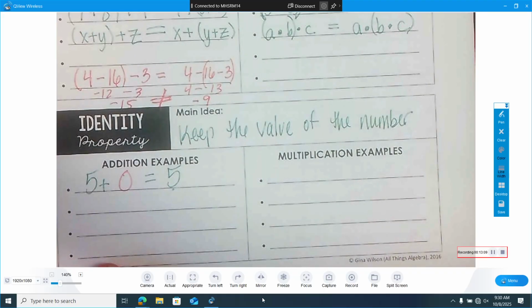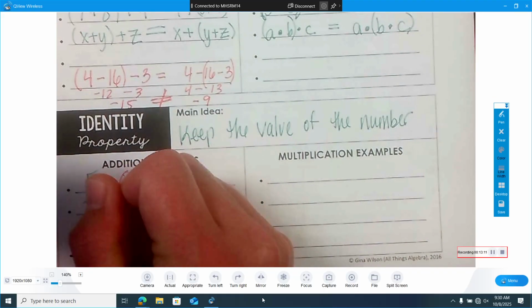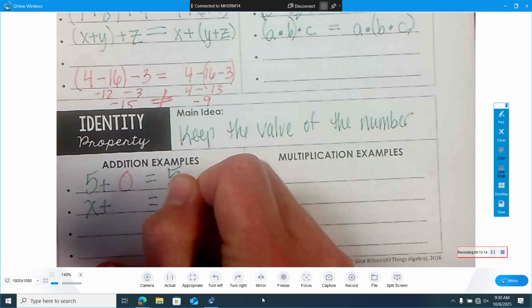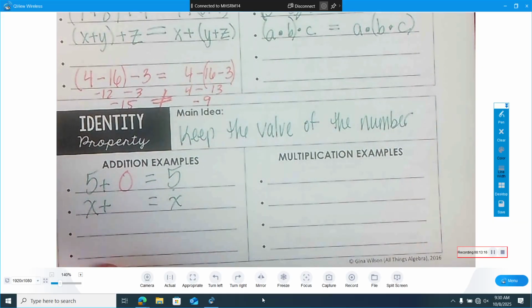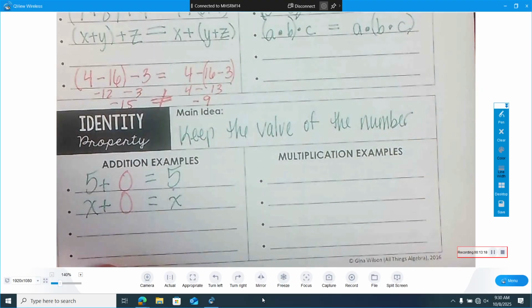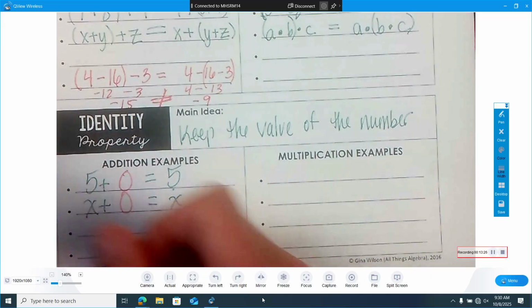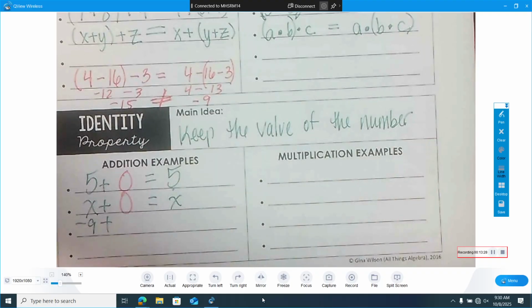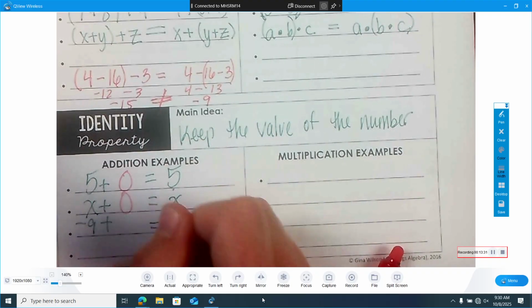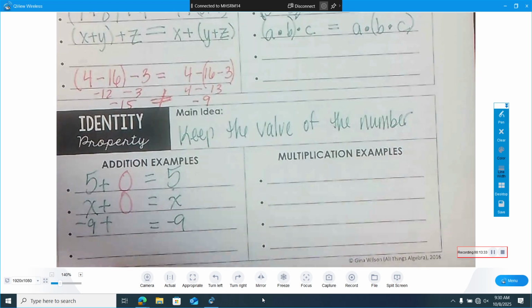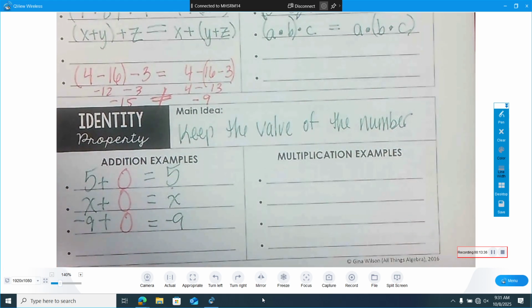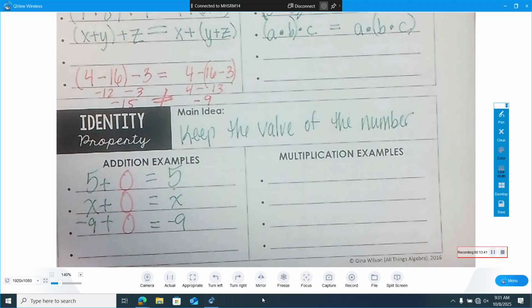If I'm using letters, x plus what is going to keep an x? x plus 0 is going to keep my x the same. It's not going to change it. All right. If I have a negative 9 plus what is going to keep a negative 9? 0. All right. So the identity property is what can I add that's going to keep my start and my end the same. I can add 0 all day and night and not change the problem.